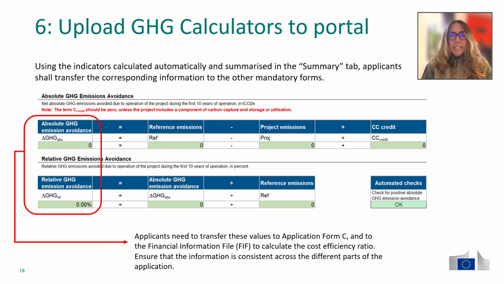Having added all your data and assumptions to the calculators, your GHG emissions avoidance criterion will be automatically shown in the summary tab. Check if these figures seem reasonable, and if they do, transfer these figures to your application form and hit submit. But do not forget to upload the supporting documentation as well.